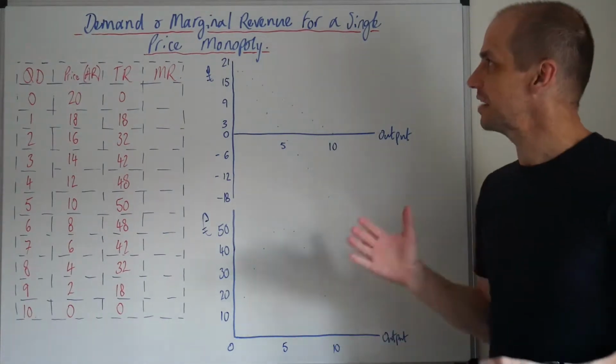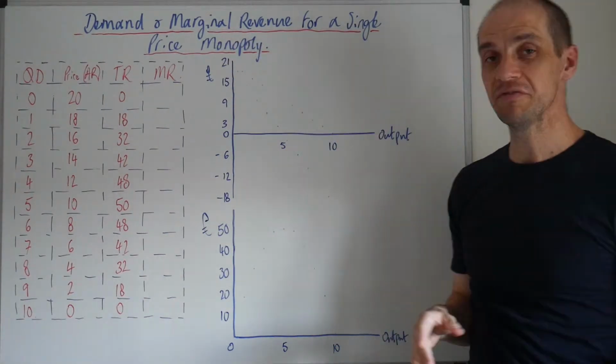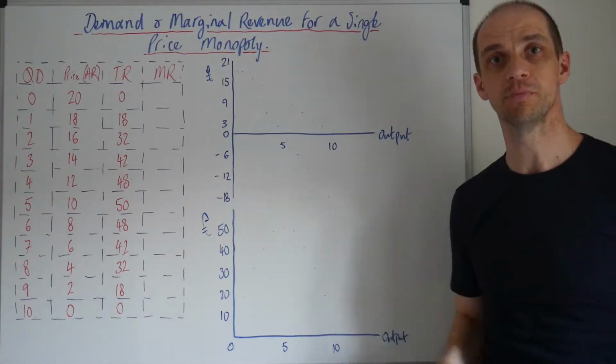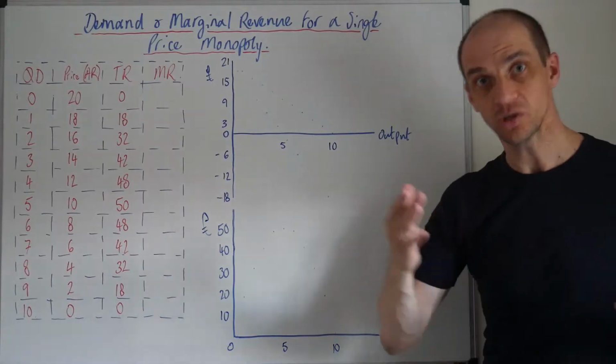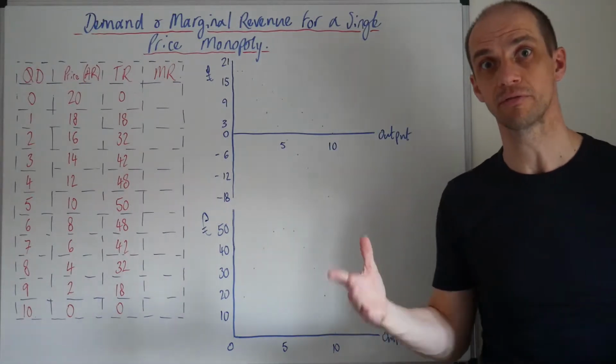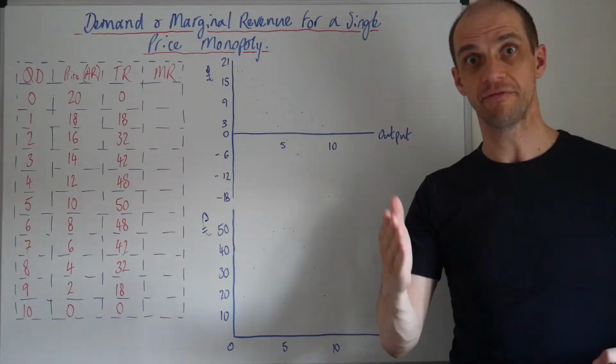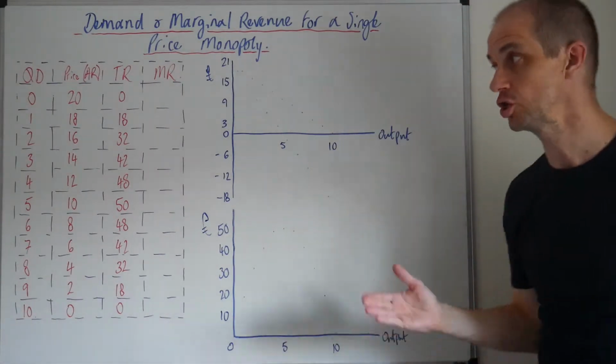Hi guys, so let's now take a look at demand and marginal revenue for a single price monopoly. So this monopoly is not using price discrimination. It doesn't have different prices for different consumers. It has therefore got one single price that's being charged.